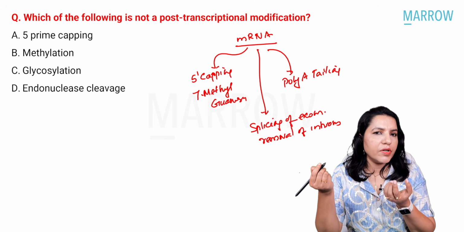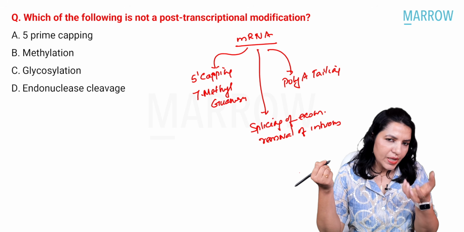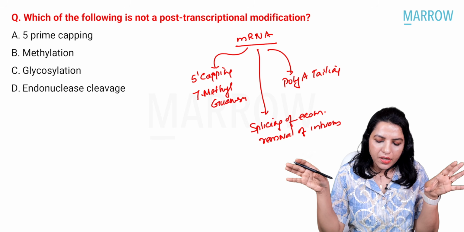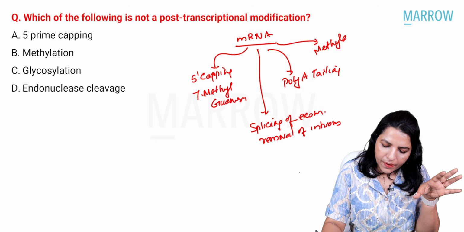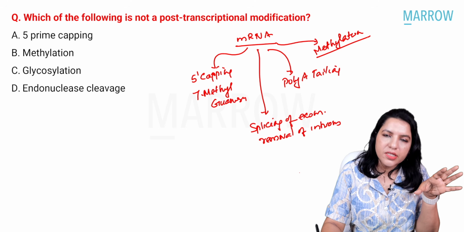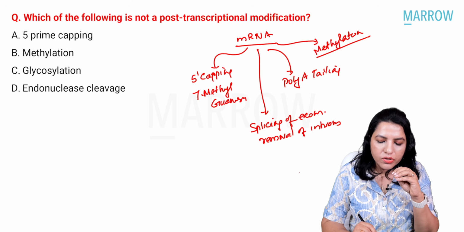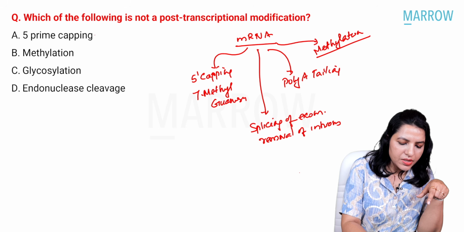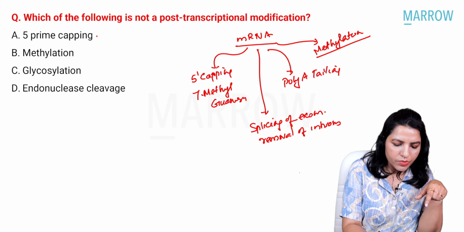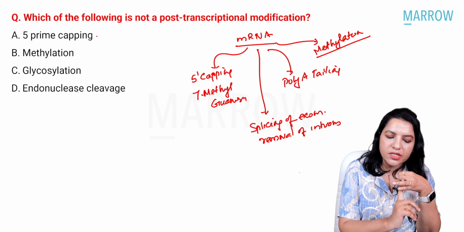Then there is another one which is called alternate RNA splicing. Okay, so these are all the post-transcriptional modifications, plus there is methylation. It is again a post-transcriptional modification. So all these are post-transcriptional modifications, which means this is a post-transcriptional modification. Then you can see methylation, it is a post-transcriptional modification.